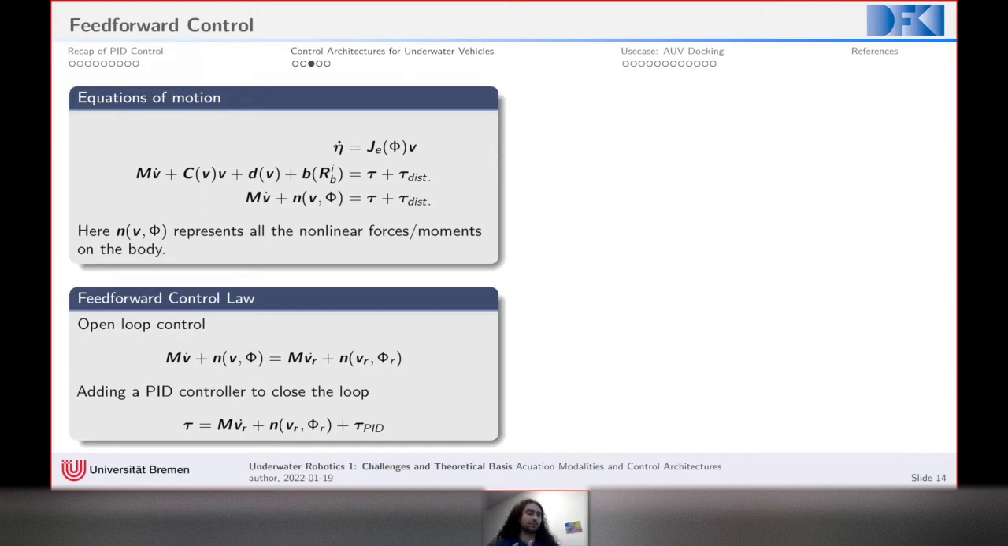However, this has the drawback that we don't take into account any disturbances. So if we add disturbances here, then these two don't equate anymore. And if our n or m is not the same as here, then we will also get an error. So the simplest thing to do is to just add a PID controller on top of that.